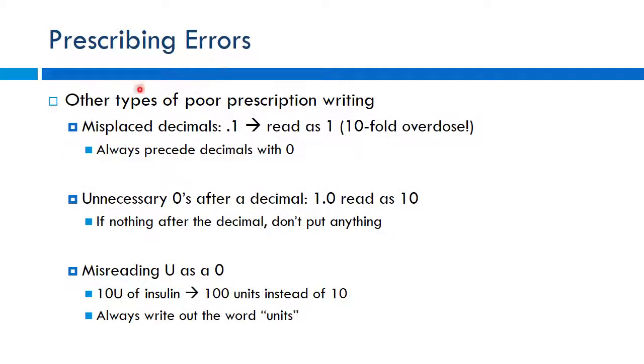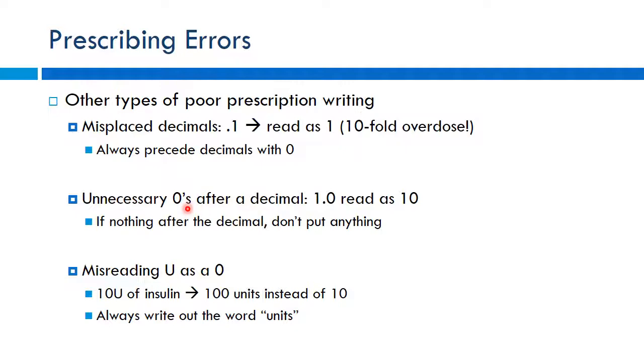Okay, other types of errors. Misplaced decimals is really important. If you have something like 0.1 written, if you just write .1, it could easily be read as just 1. Okay, it's a tenfold overdose. We don't want that. So you always want to precede decimals with a 0. So if you're writing for 0.5 milligrams of something, write 0.5. That way it's very clear.